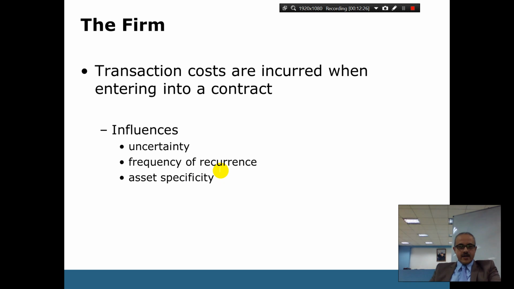Okay. The firm transaction cost incurred when entering into a contract is influenced by uncertainty. If you are uncertain about this transaction, you will have to increase your certainty, and that will require some work. Then there's frequency of reoccurrence. If you always come back and buy tomatoes from me, then after a while maybe the transaction cost will drop. And also asset specificity: if you already know that the equipment I use is some sort of standard, then maybe it becomes a lower transaction cost. Okay?